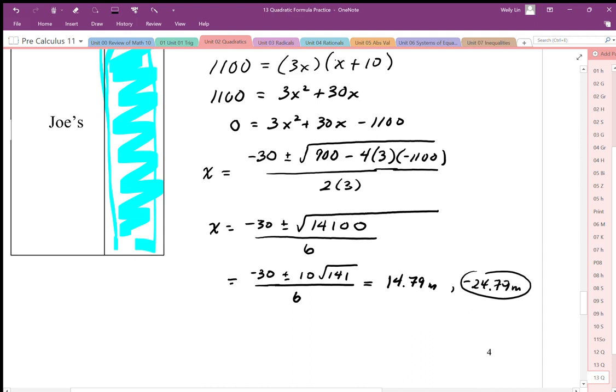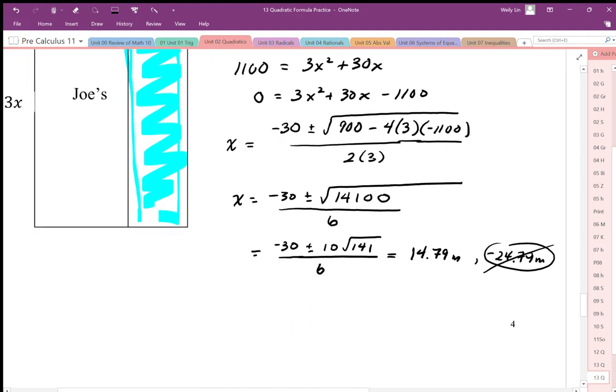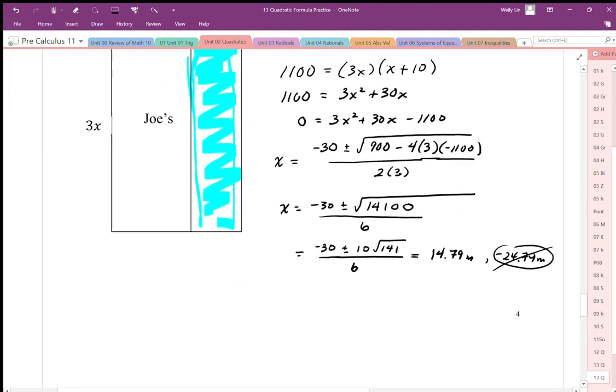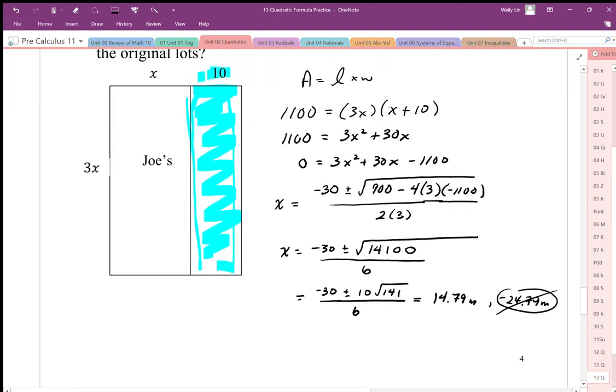Okay, this obviously is extraneous, and so x is equal to 14.79, so the dimensions of the lot are going to be 14.79, and then times that by 3, we get 44.37 meters. Okay, so that's going to be the original dimensions of the original lot that he started with.